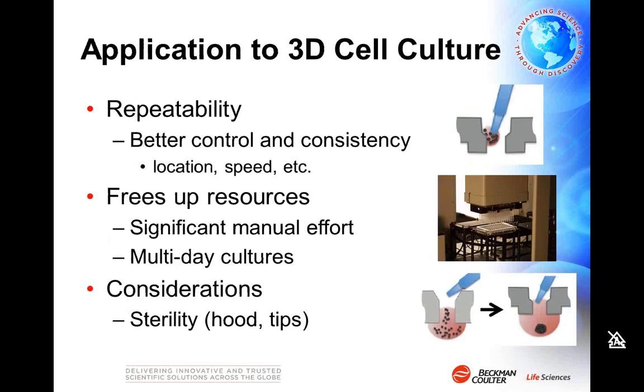So how do these benefits apply to 3D cell culture or the use of Perfecta plates? Well, when it comes to repeatability, the automation is able to give very fine control, whether you're discussing pipette location or the speed at which liquids are pipetted. And this can be done consistently time and time again. So again, really able to repeatably deliver the cells and culture them on these Perfecta 3D plates.